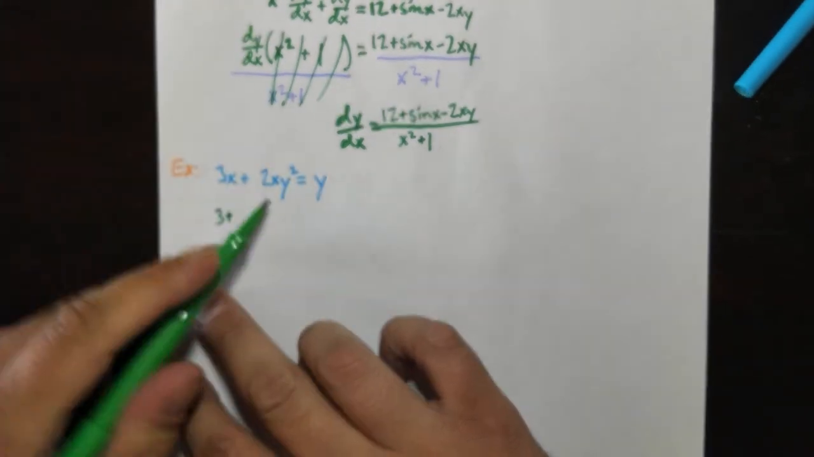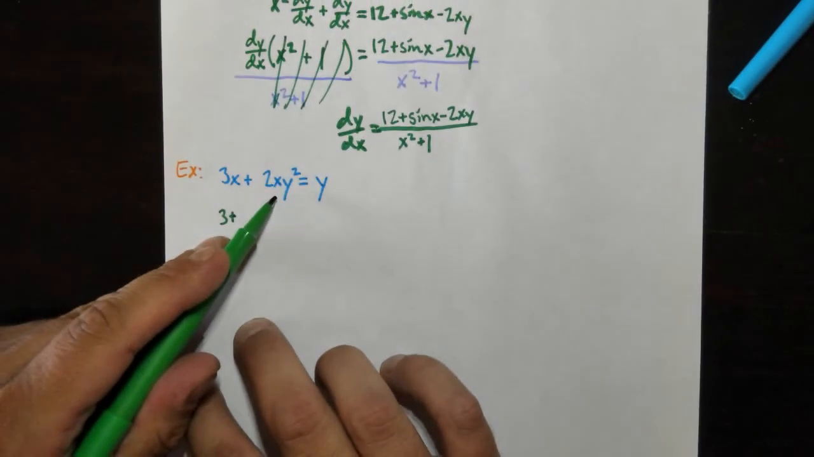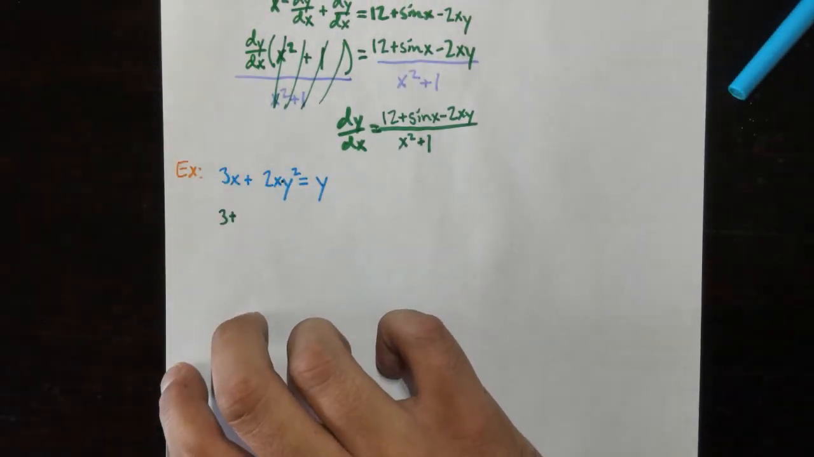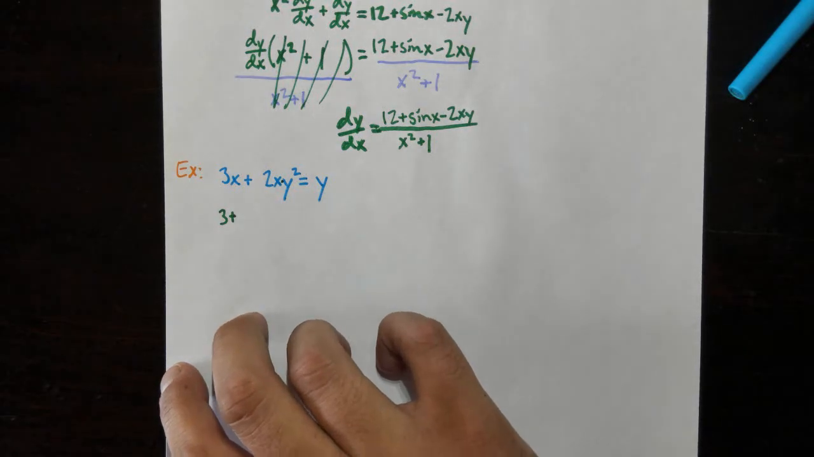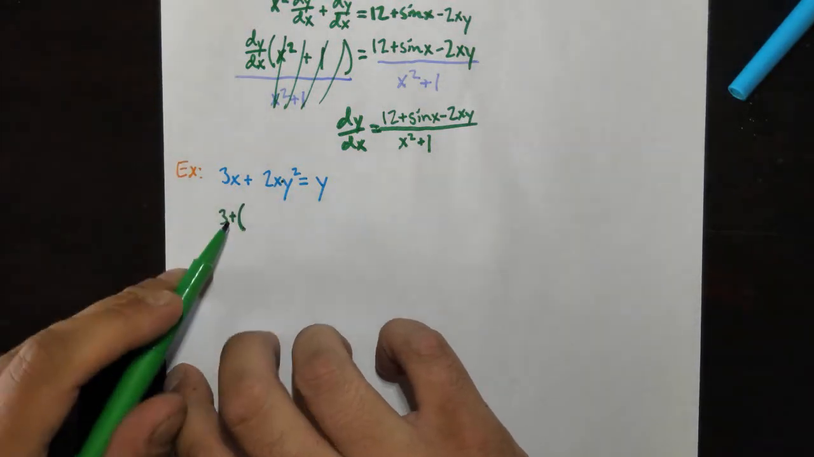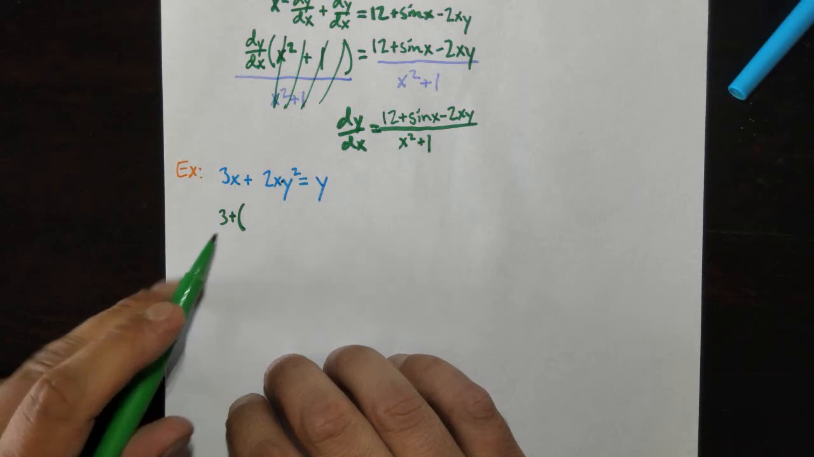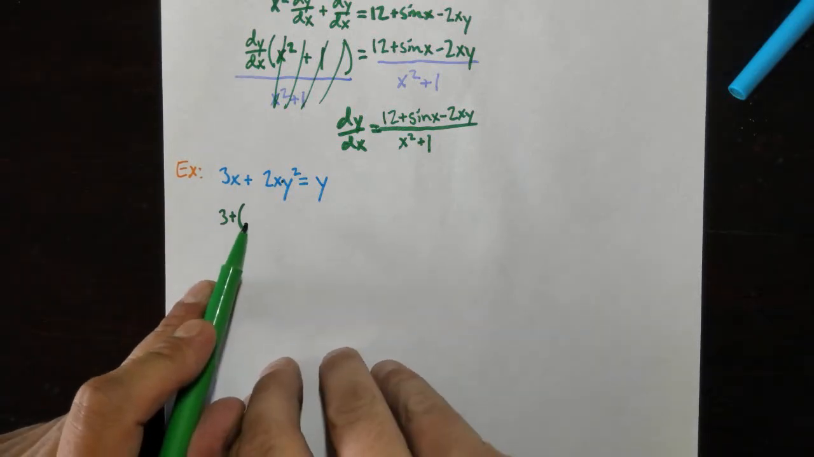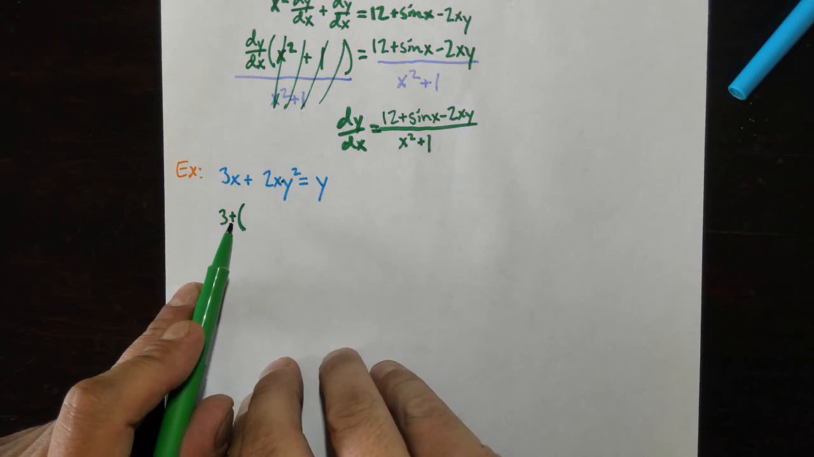Plus, and then here again, we're going to have to use the product rule. I'm going to split it into 2x and y squared. So let's get our parentheses out. Whenever you do the product rule, always use parentheses because sometimes we might need to distribute something up here, or if it were a negative, we'd have to distribute.